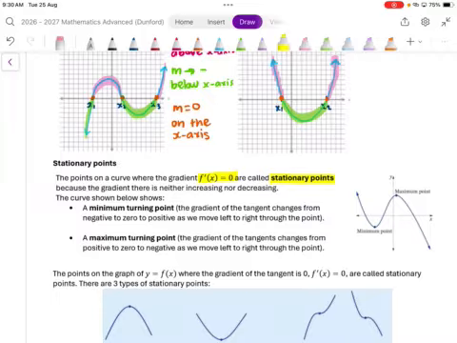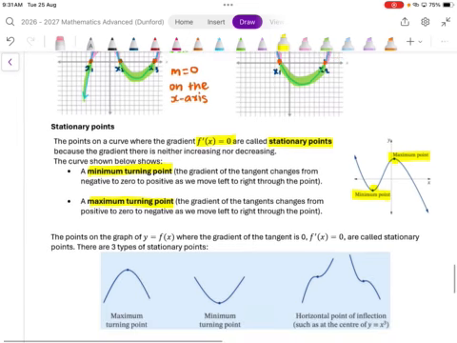The curve next to it shows we have a minimum turning point and we have a maximum turning point. A minimum turning point is where the gradient of the tangent changes from negative to 0 to positive. Okay, it's when it's concave up, like if we just look at the parabola. And our maximum turning point is where the gradient changes from positive to 0 to negative. And we have another type of stationary point called a horizontal point of inflection. So we have our maximum, our minimum, and our horizontal points of inflection, but we will look at those in more detail later.